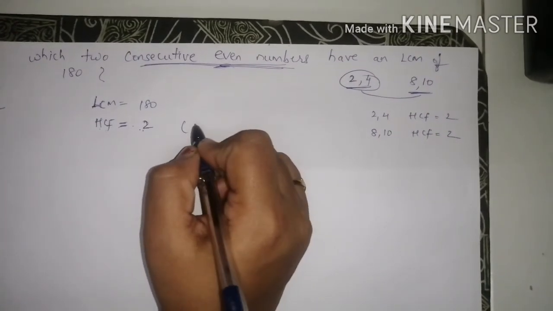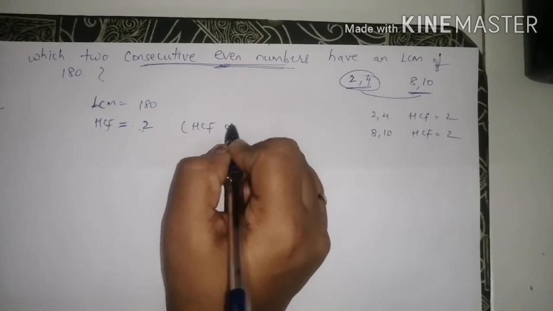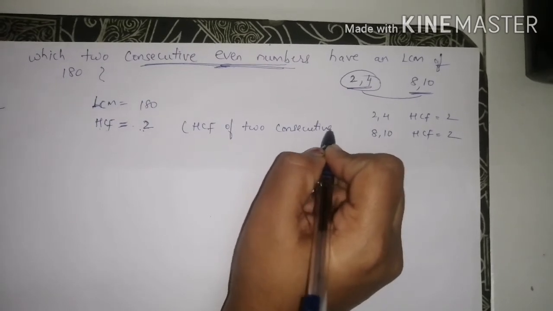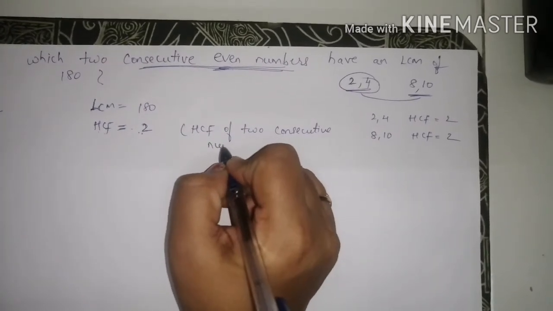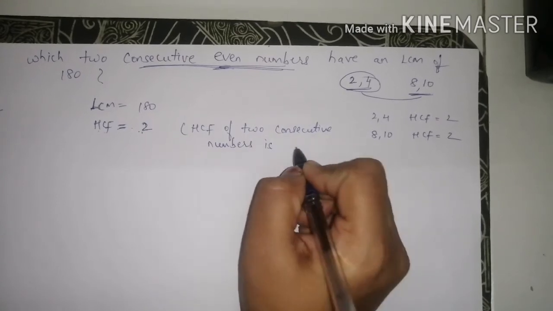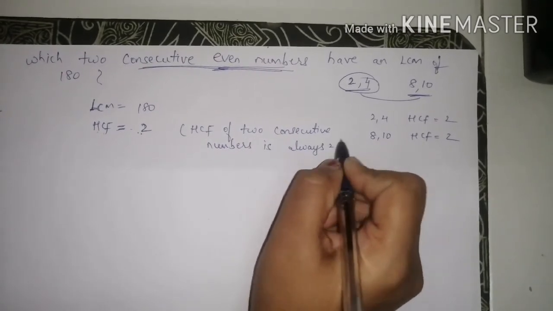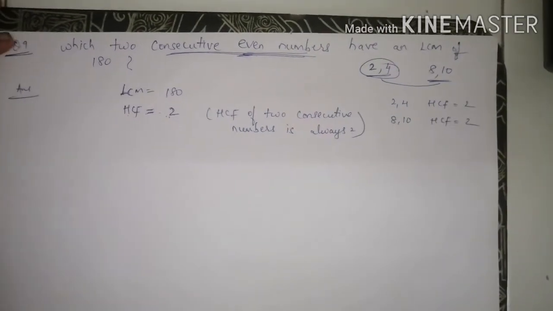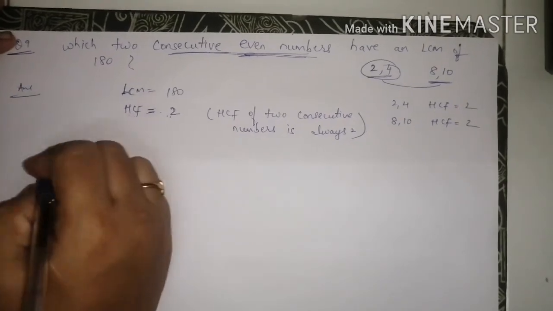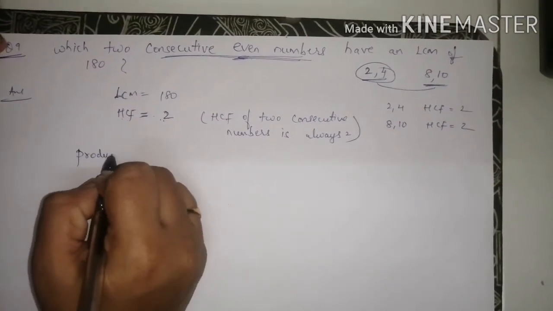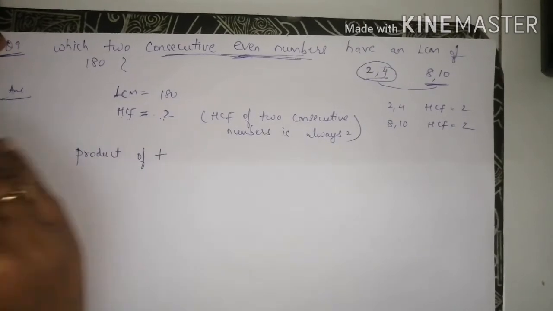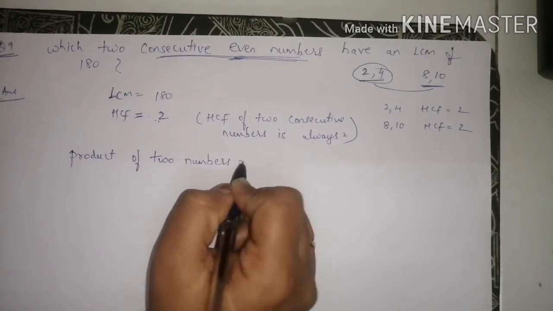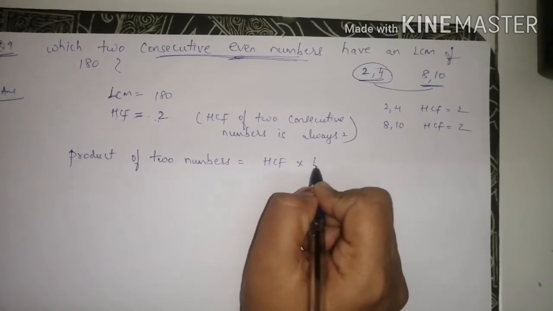You can write it here: HCF of two consecutive even numbers is always 2. So that is why I am taking HCF as 2. Now we know the formula: HCF into LCM is equal to the product of two numbers. I can take it like this also: product of two numbers is equal to HCF into LCM.